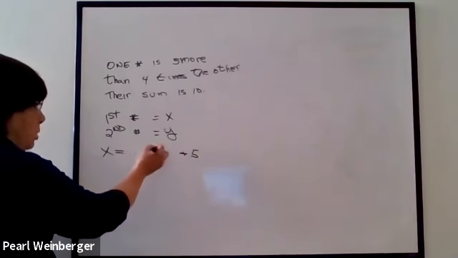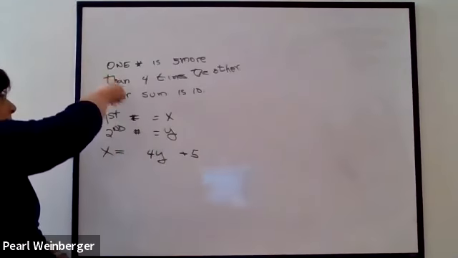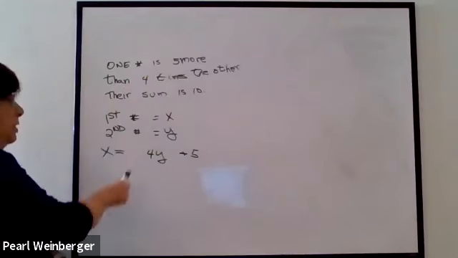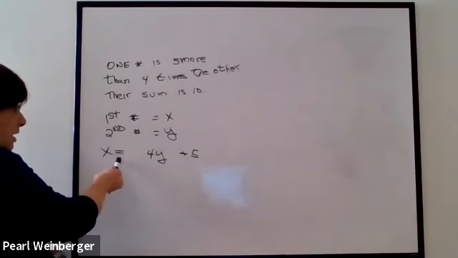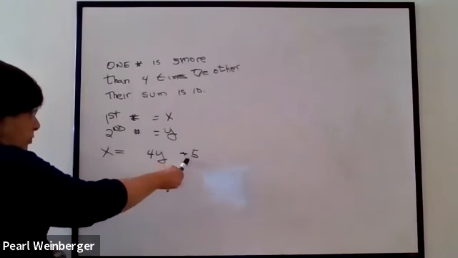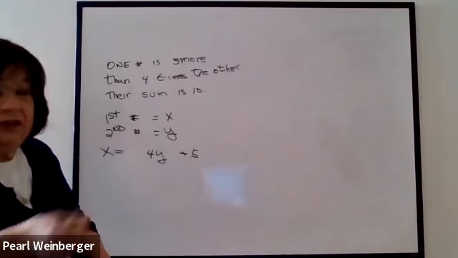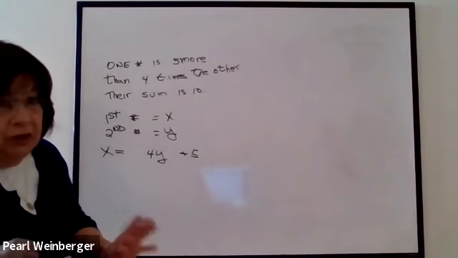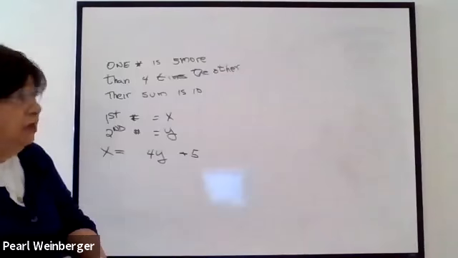So 4 times y is 4y. So my first equation that I get from the statement, one number is 5 more than 4 times the other, in algebraic terms reads x equals 4y plus 5. Notice 5 more, I put the 5 at the end. Though when you're adding, it doesn't matter where you add it. So it could have been at the front.